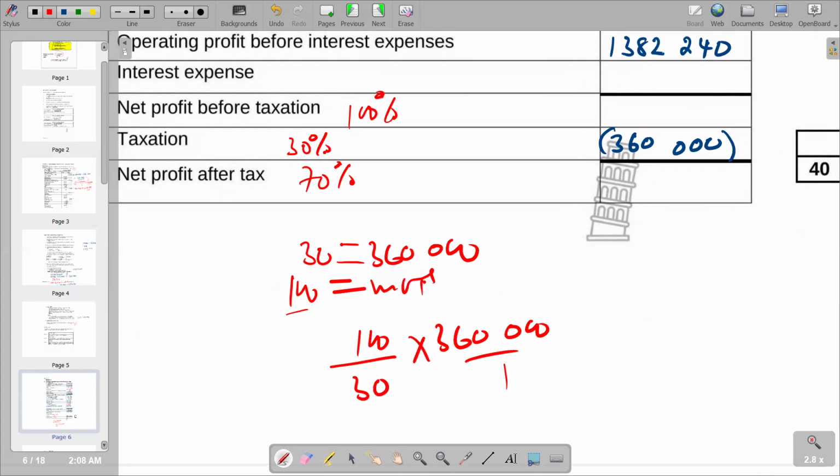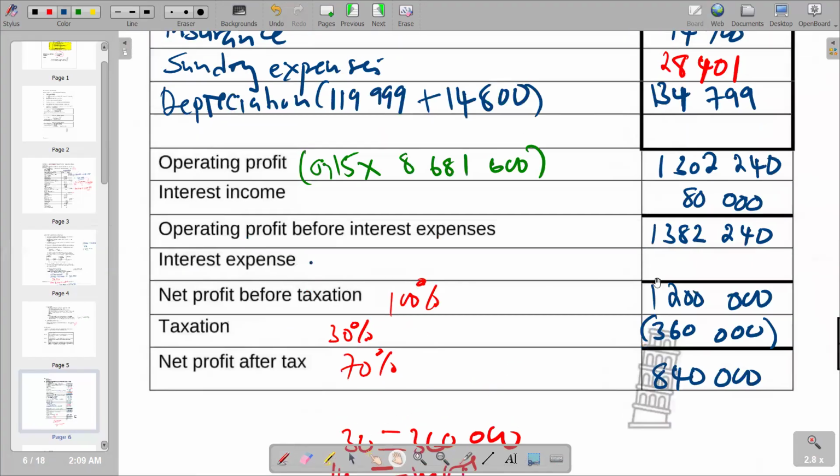So basically we are saying 100 divided by 30. The answer that you get, we multiply by 360. And then you see that the answer that we're going to get is 1,200,000. So it means net profit before taxation is 1,200,000. And then from there, we can now find our interest expense. Now we are saying to get our net profit before taxation, we say operating profit before interest expense minus interest expense, then we get our net profit before taxation.